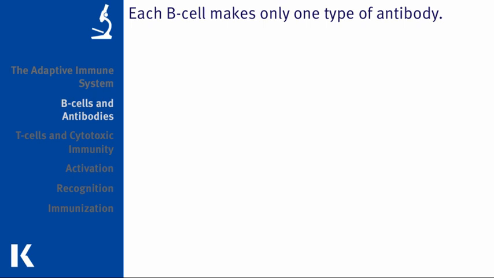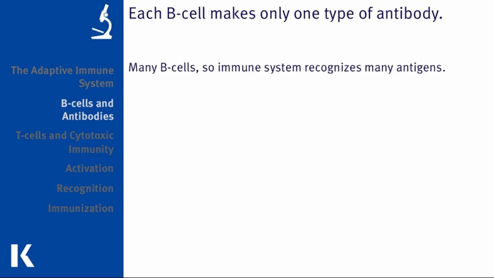Unlike innate cells, B cells are specialists. Each only makes one type of antibody, and that's it. Fortunately, healthy immune systems have a ton of B cells, so many types of antibodies can be produced in response to many types of antigens.